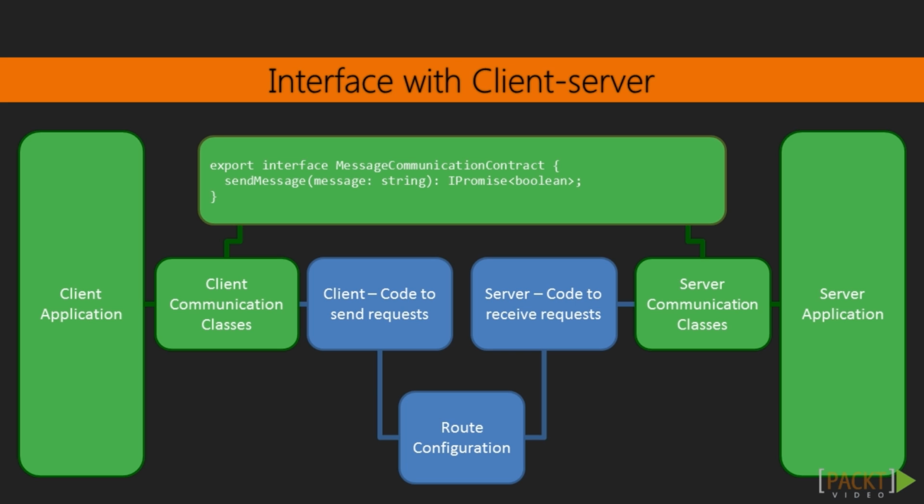So in this case, the client application would call a method called sendMessage in the client communication classes that expects a message parameter that's a string, and it says that it will return a boolean asynchronously. Then the exact same thing will happen between the code that receives requests on the server and the server communication classes. So the server communication classes will expect a sendMessage method to be called that has one string parameter and will eventually return a boolean.